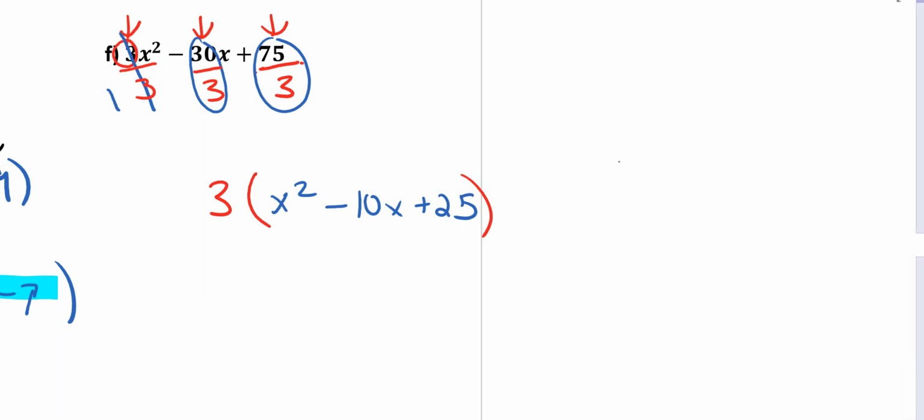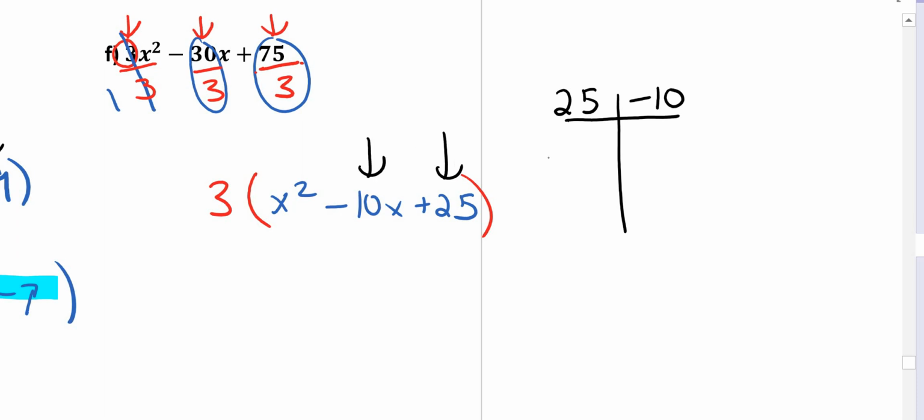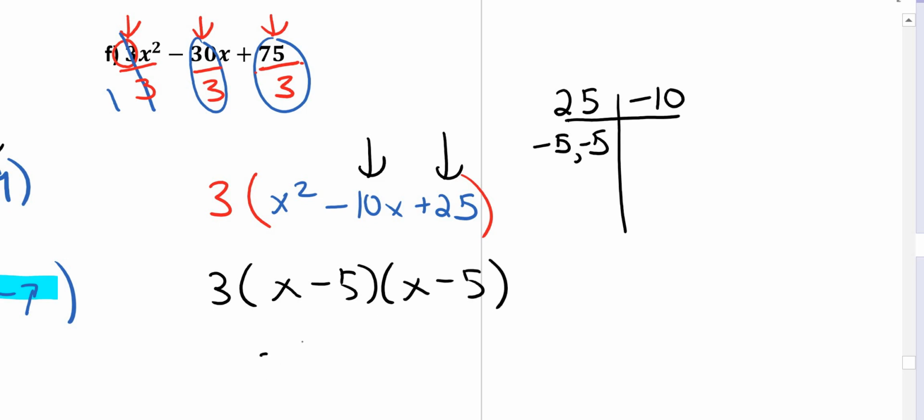And now we can finish off by creating a little table here. The last number here is 25. The middle number here is negative 10. So two numbers that would work are negative 5 and negative 5. So this would be 3, x minus 5, x minus 5 for the factoring. And to complete the problem now, you just write one bracket with x minus 5 raised to the power of 2. Alright, so that concludes this homework video guide.